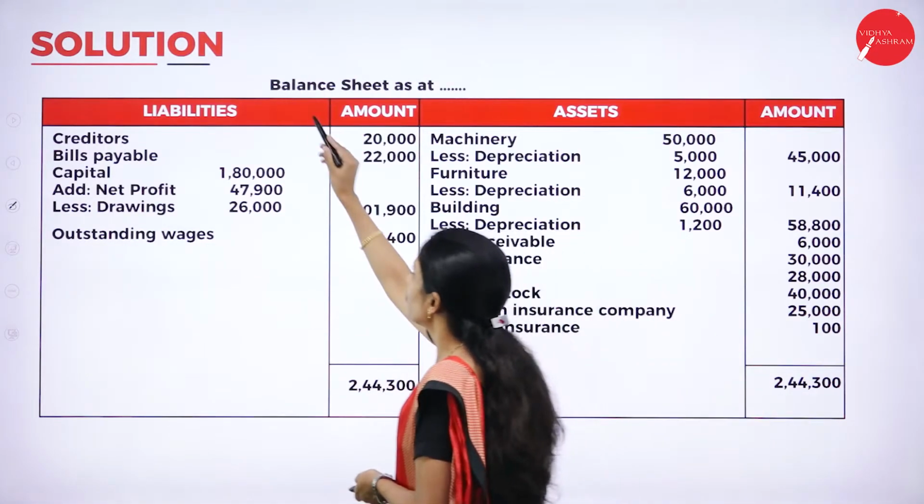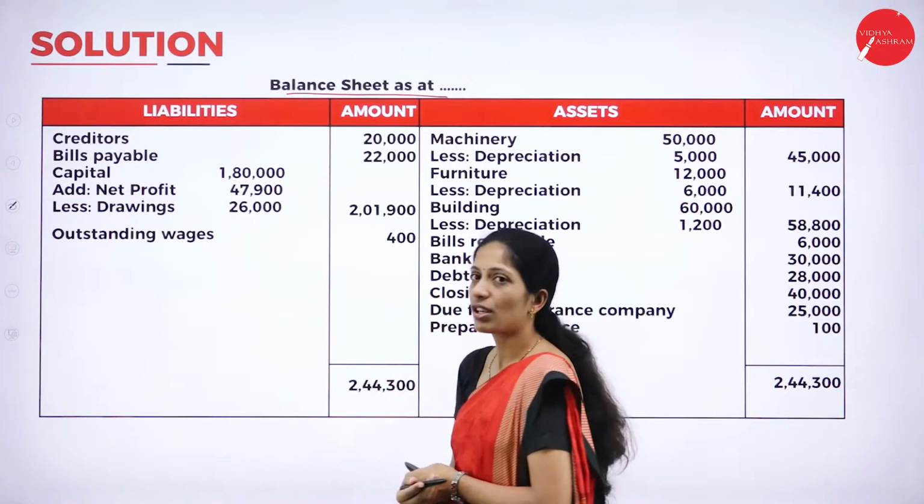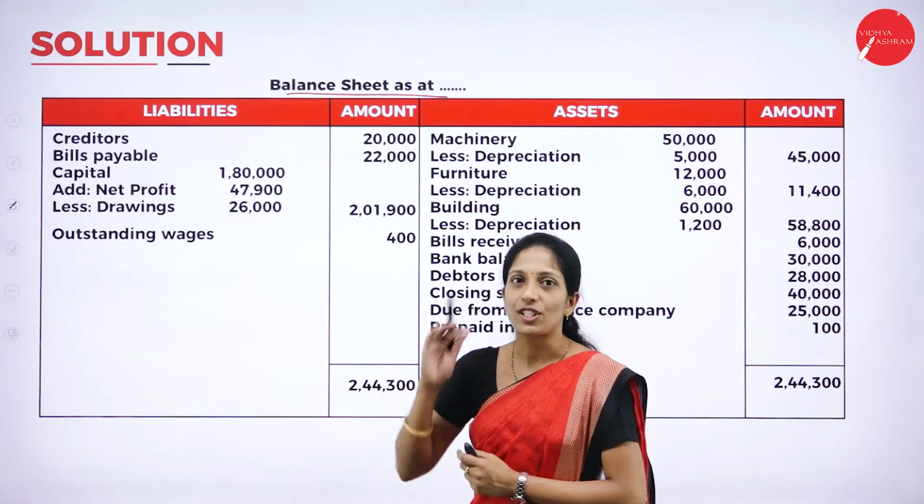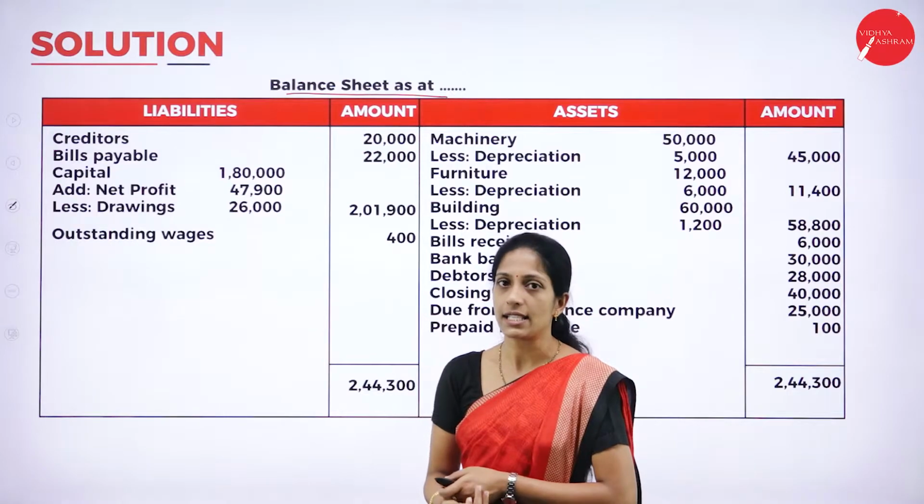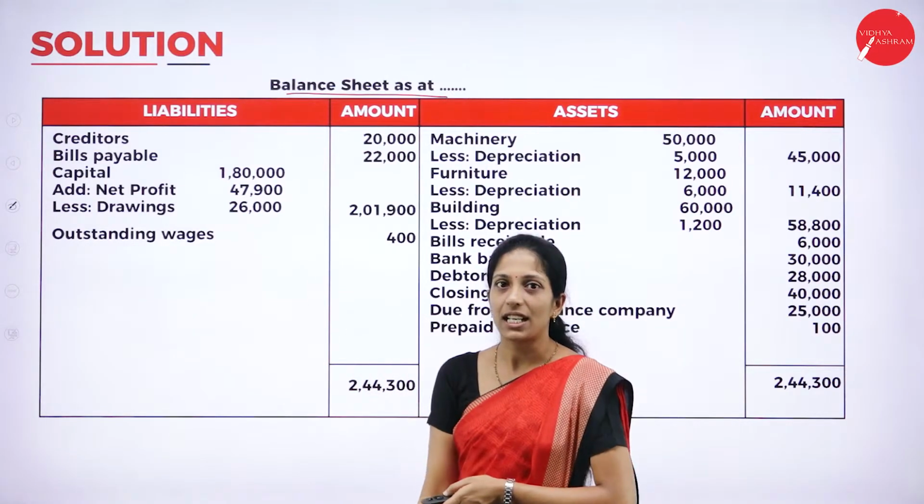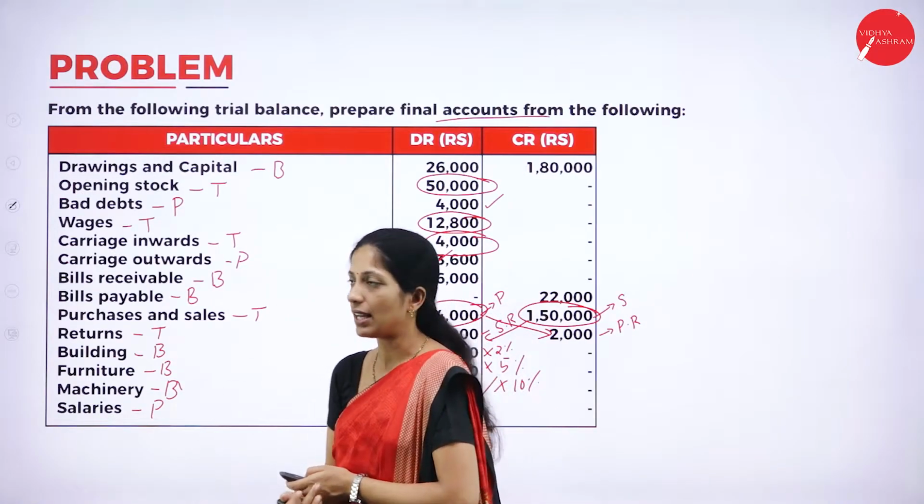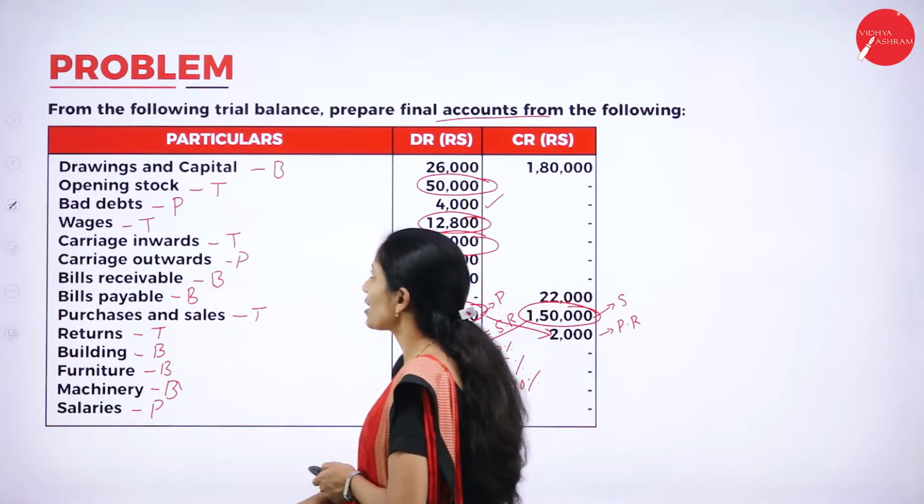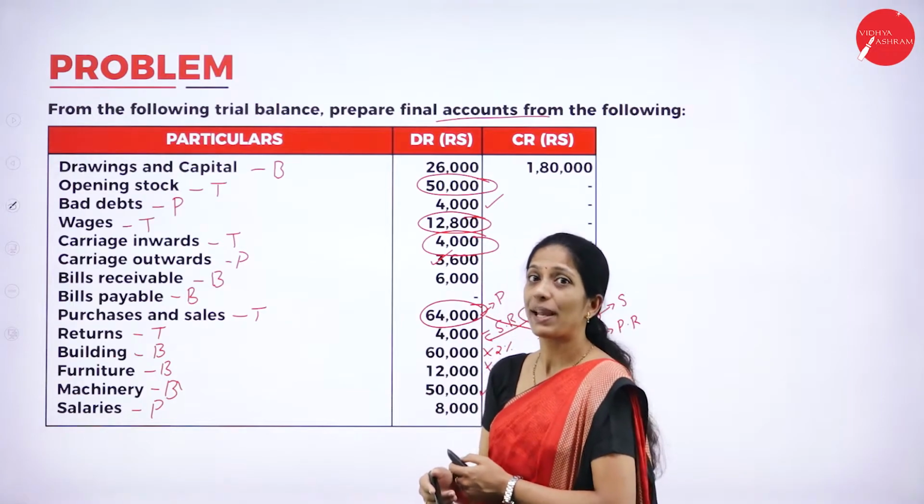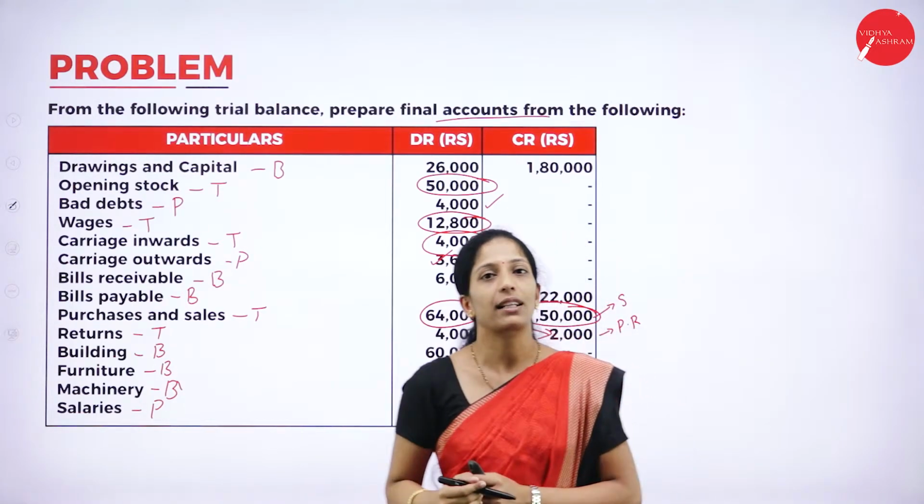Write the heading balance sheet as at, because they have not given the date. So we shall write it as balance sheet as at. Now we shall record all the liabilities first. Go through the liabilities. First we shall see in the trial balance. We have capital as well as drawings. As I told you, you have to make the adjustment. How to make the adjustment?